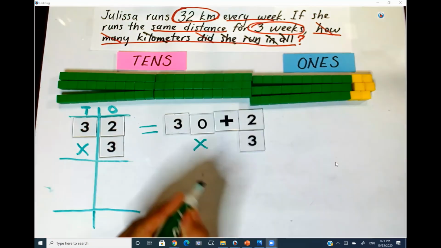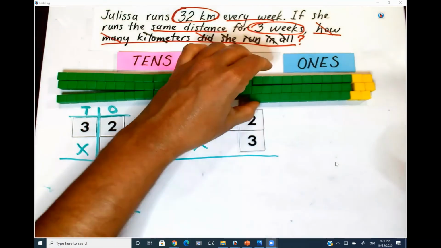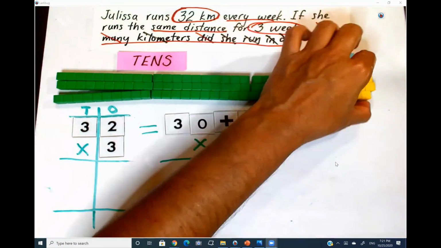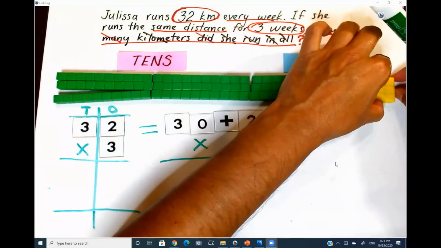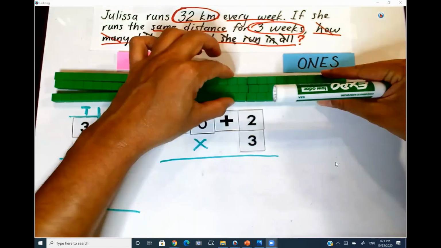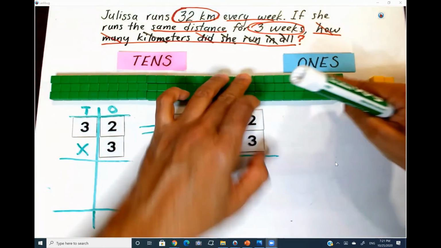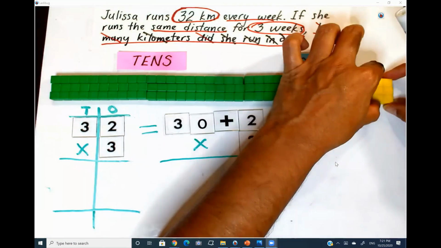Now we're going to be multiplying by separate. We always start in the ones, so I'm going to separate the ones in a small area model and the tens in another area model here. And we're going to be working with those the way they are. So we're going to always start in the ones.